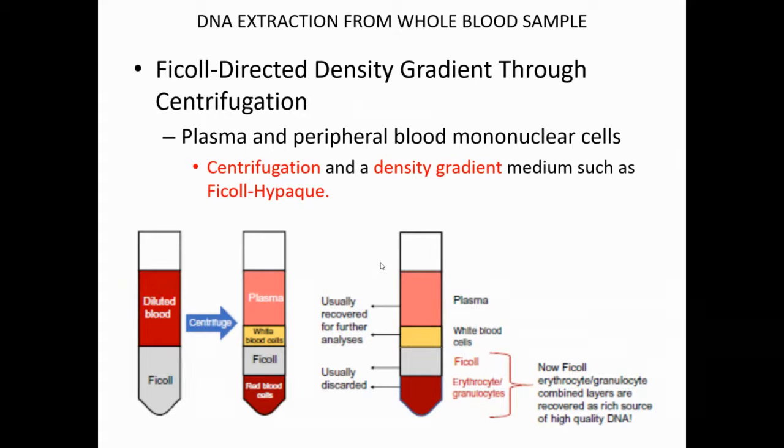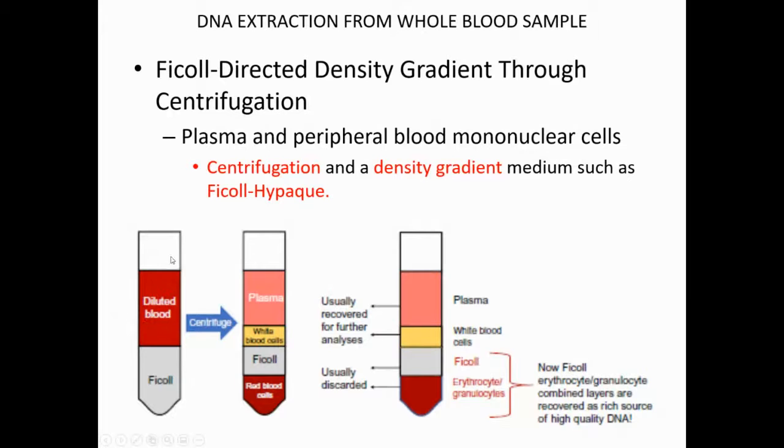And then when you collect the blood, you have to collect the blood in the presence of anticoagulants. So what are the anticoagulants? Like EDTA and citrate. So you collect the blood in the presence of EDTA or citrate.